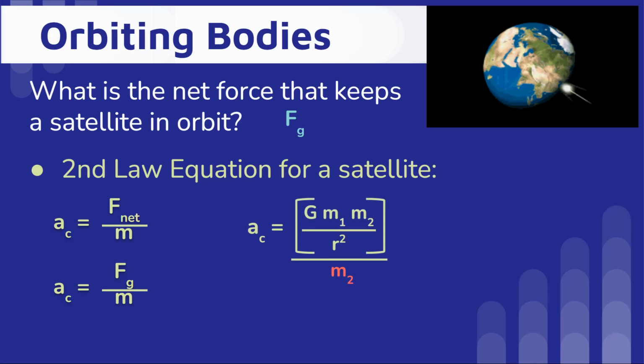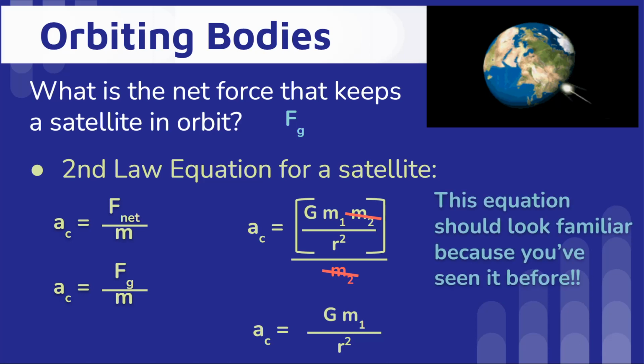I also have a formula for Fg that we can substitute in. This is my universal law of gravitation: Fg equals G times m1 times m2 over r squared. When I plug that in, I can cancel the mass of that object, keeping just the mass of the source, leaving me with this, which should look familiar. In fact, we derived this equation earlier in our notes the other day.